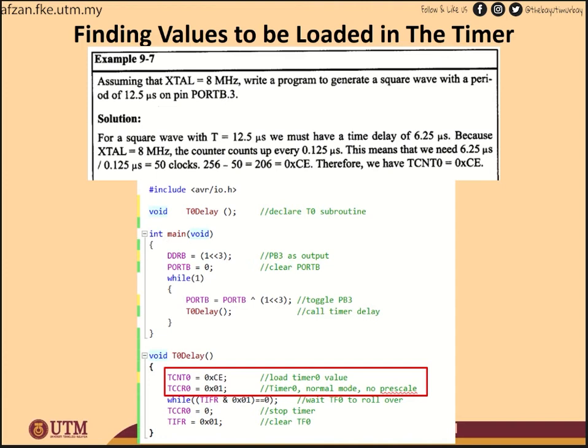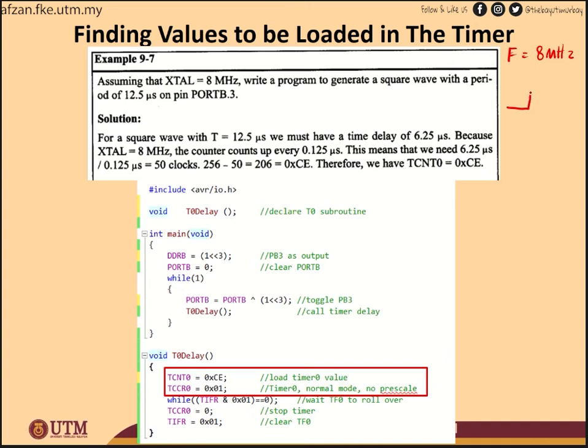Alright, so let's look at this example here. You're going to find a value to be loaded in the timer, assuming that the oscillator is 8 megahertz. You know that your oscillator is 8 megahertz, so your F frequency is 8 megahertz. Write a program to generate a square wave with a period of 12.5 microseconds on pin port B.